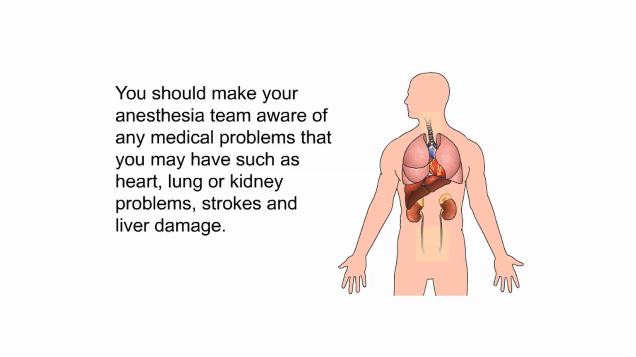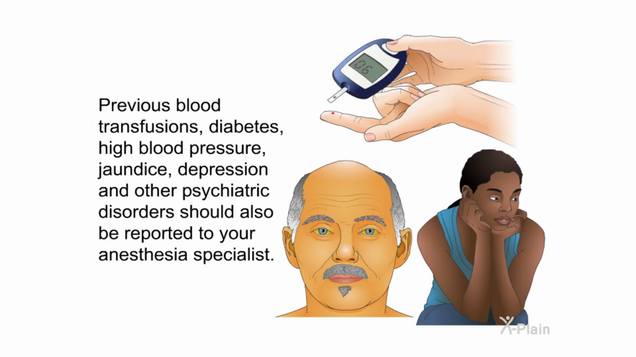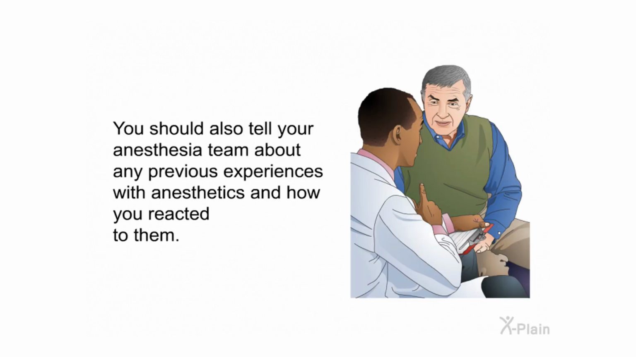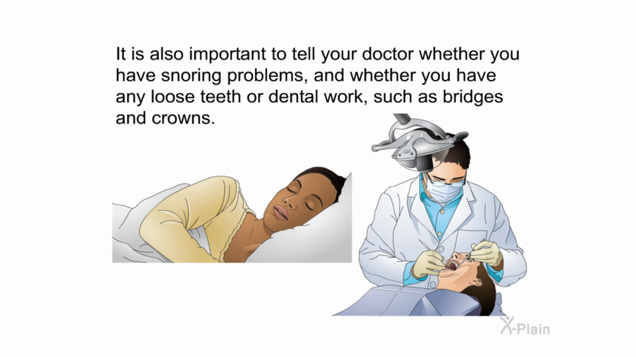You should make your anesthesia team aware of any medical problems that you may have, such as heart, lung, or kidney problems, strokes, and liver damage. Previous blood transfusions, diabetes, high blood pressure, jaundice, depression, and other psychiatric disorders should also be reported to your anesthesia specialist. You should also tell your anesthesia team about any previous experiences with anesthetics and how you reacted to them. It is also important to tell your doctor whether you have snoring problems and whether you have any loose teeth or dental work, such as bridges and crowns.